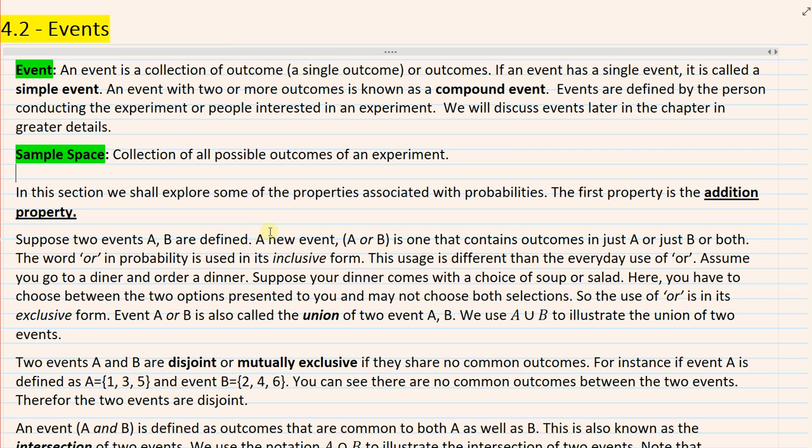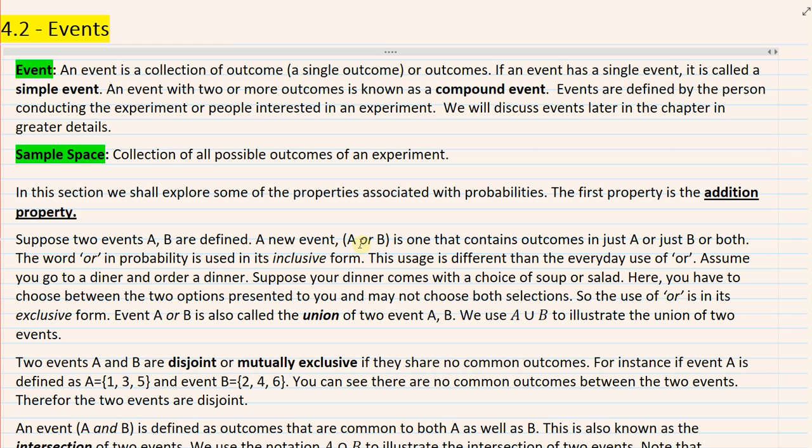Okay, now with the addition formula of probability, what we're interested in is trying to find the probability that event A or B will occur. Now, what do we mean by event A or B? Event A or B means all the outcomes that are in A or B or both. Okay, so remember, they could share outcomes. Now, we use or in its inclusive form. There are two forms of or. We have exclusive or and then we have inclusive or.